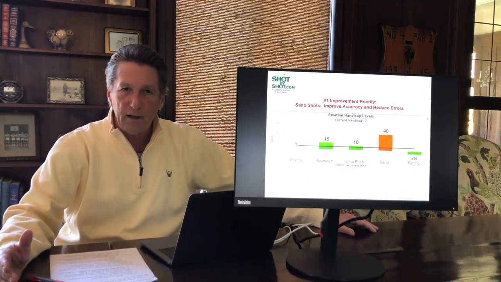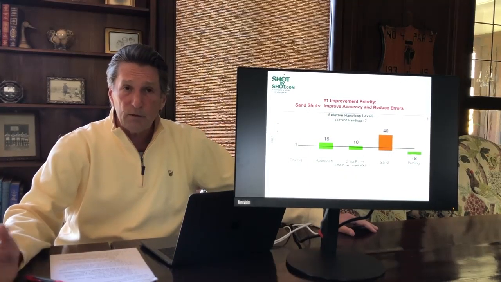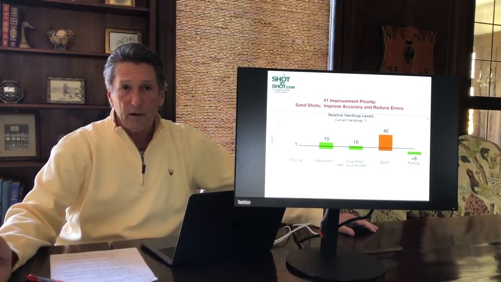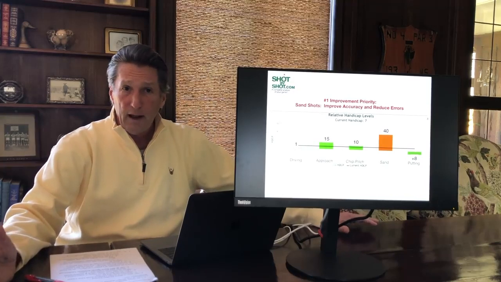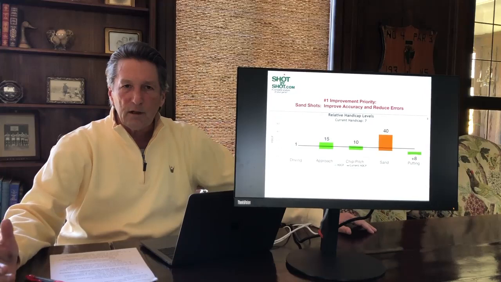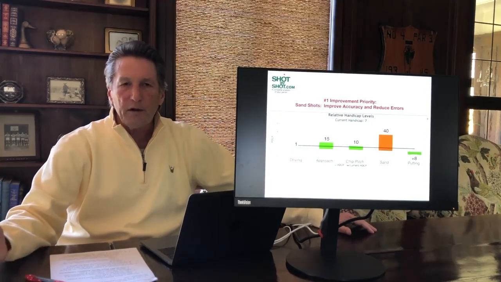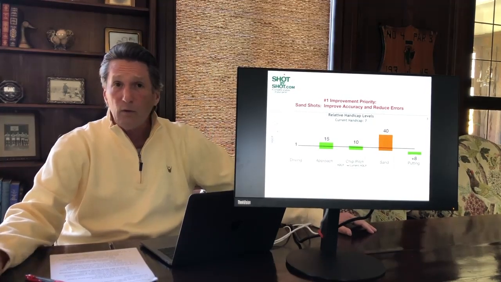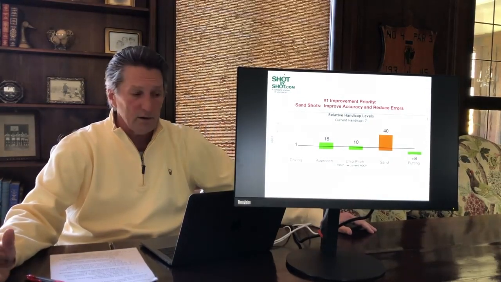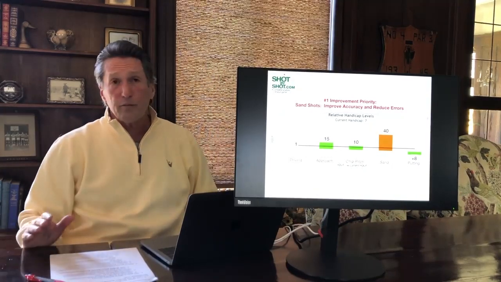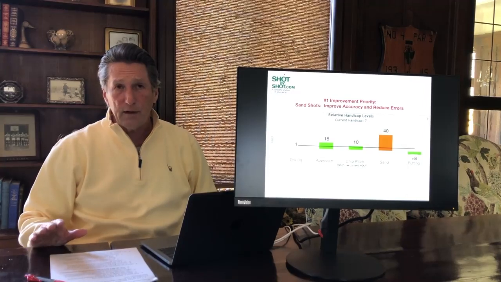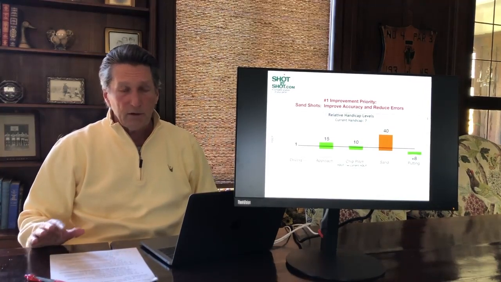Here's the way we display it in shotbyshot.com. This is what I consider to be the answer. What I set out to do when I created this program was to give people answers about their strengths and weaknesses, and not just give them numbers and percentages that would make them try to figure it out for themselves. We say the #1 priority here is the sand game: improve accuracy and reduce errors. And then we go through, we don't provide the strokes gained here. We do in the individual analysis of the segments of the game.